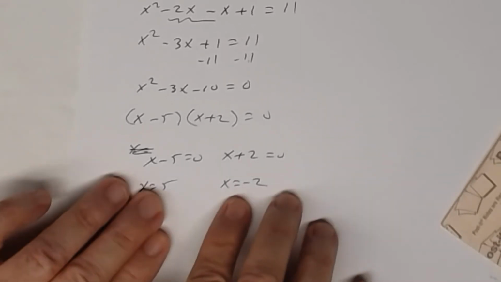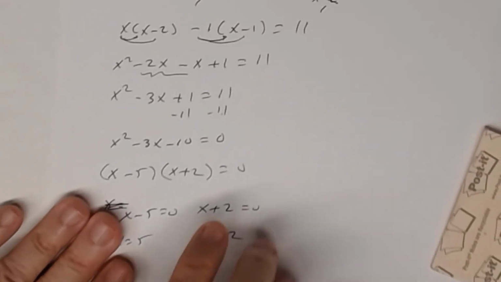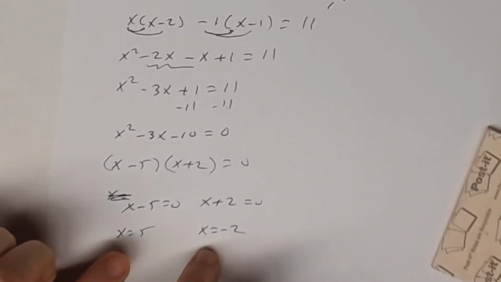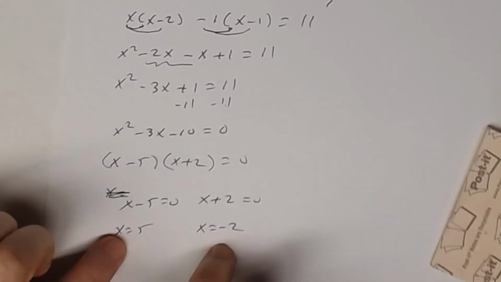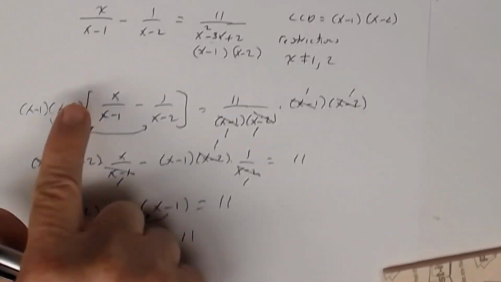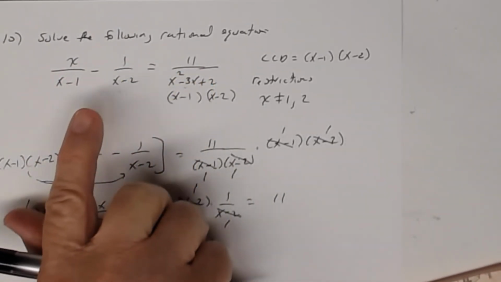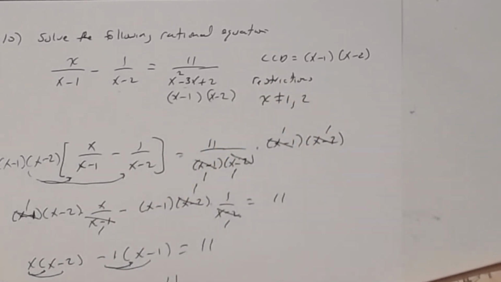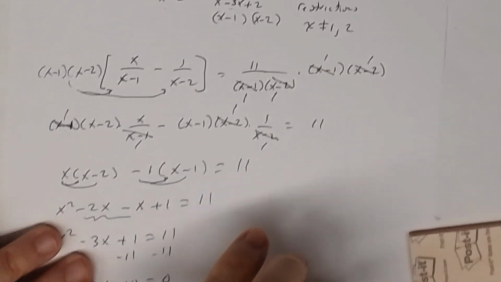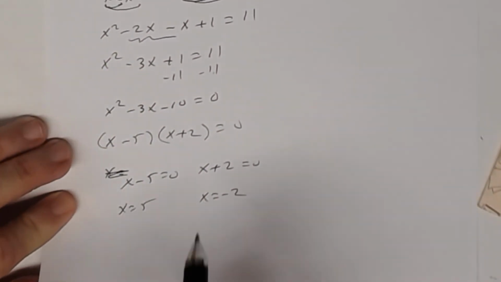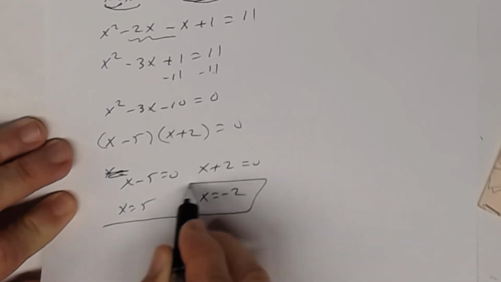Now, those are your proposed solutions, right? So remember, I'm solving a quadratic equation. Now I have to check if those solutions are solutions to the original, because the original was a rational equation. And all you have to do is look at those restrictions. So your restrictions are 1 and 2. Are any of these 1 and 2? And the answer is no. So both of those are your solutions.